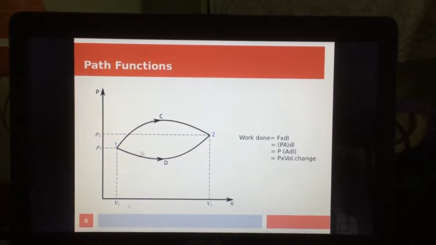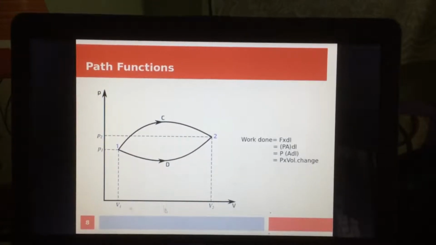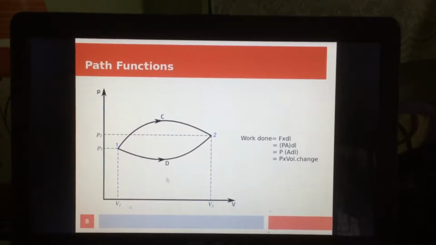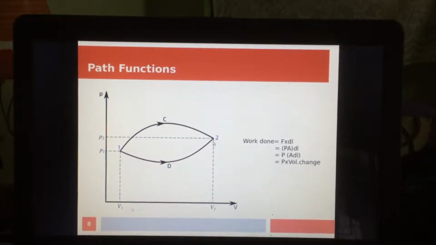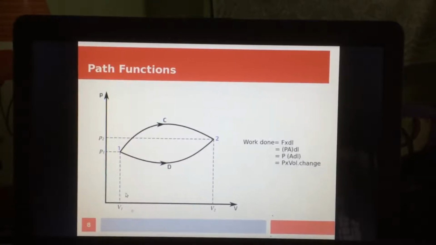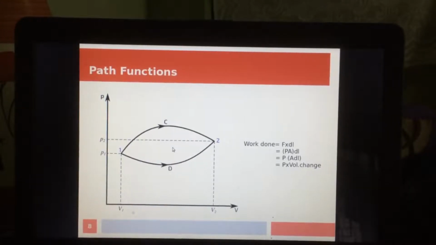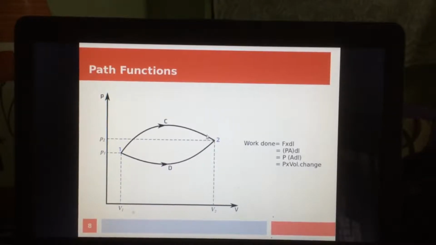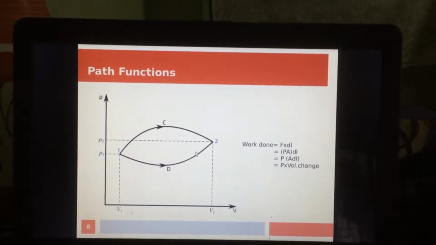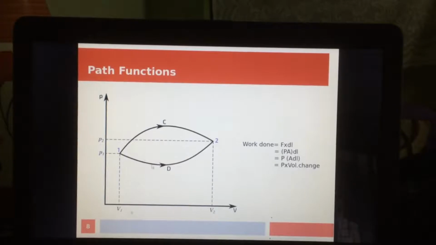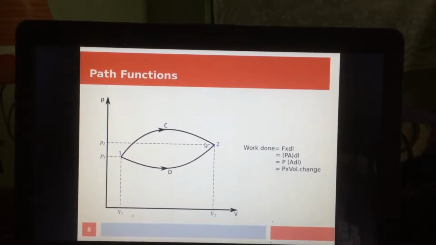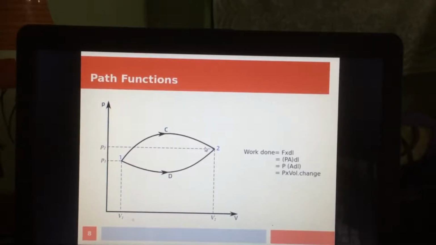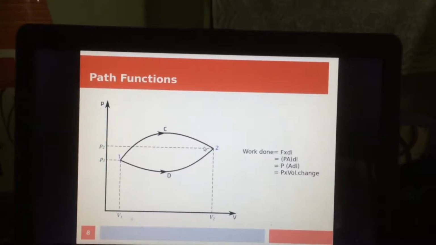So, if we see this PV diagram, the volume enclosed under this is certainly different than the volume enclosed under this curve. This is certainly bigger, the entire portion is here. So, if we reach from 1 to 2 via this path and via this path, then of course, the volume change is different. So, work is different.